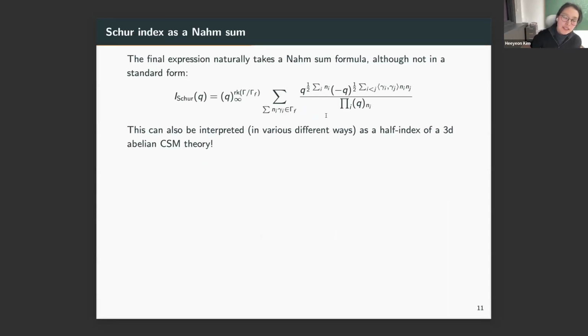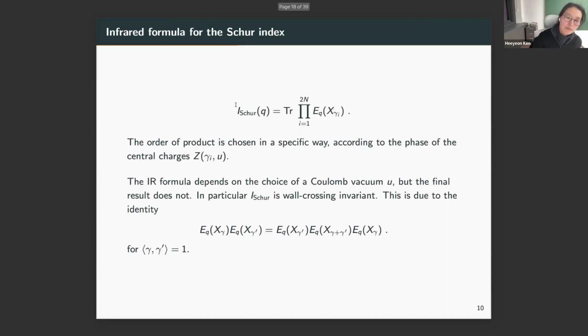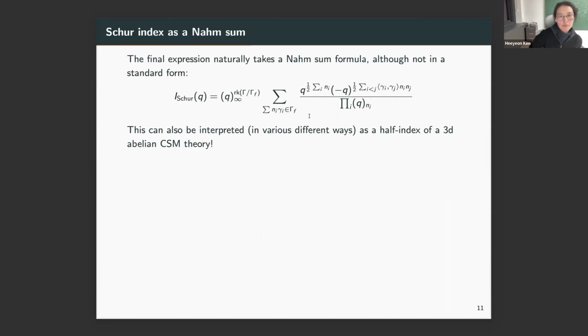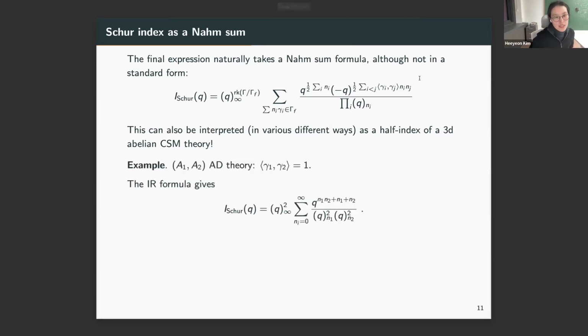And an interesting observation is that after you evaluate this trace, the final expression also naturally takes some sum formula, but it's slightly different from the standard sum formula that I showed you in the beginning of the talk. But anyway, this can also be interpreted in various different ways as a half index of 3D abelian Chern-Simons matter theories. So here's an example.